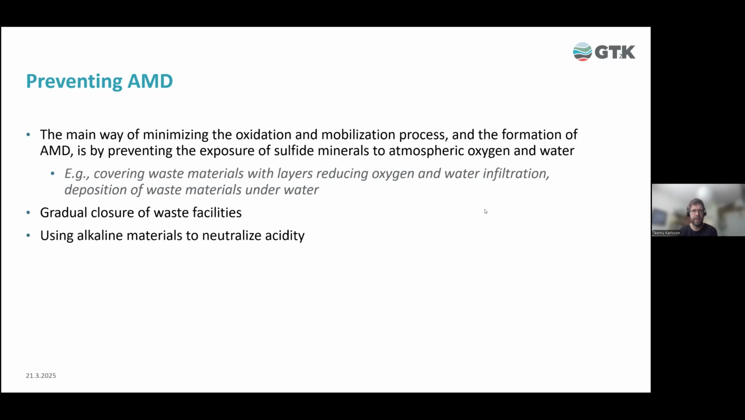Then, for the end of the presentation, a few slides about how to prevent acid mine drainage. The main way of minimizing the oxidation and mobilization processes and the formation of AMD is basically to prevent the exposure of sulfide minerals to atmospheric oxygen and water. For example, by covering the waste with some layers or water also.